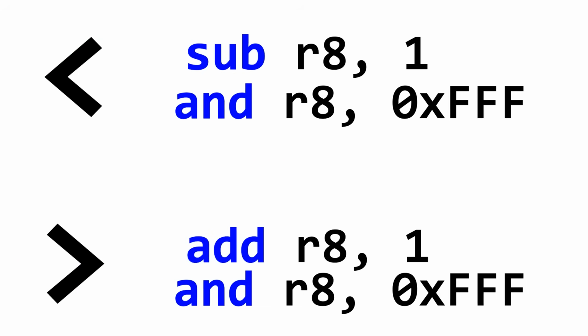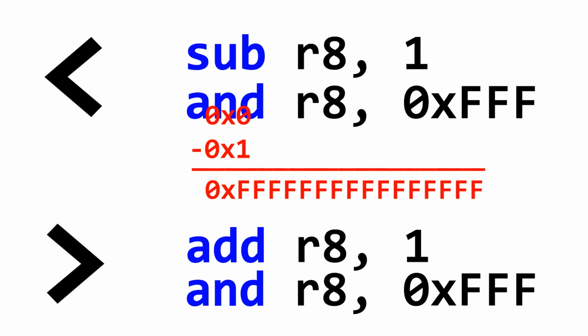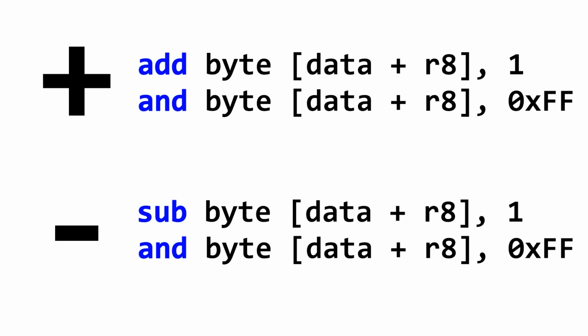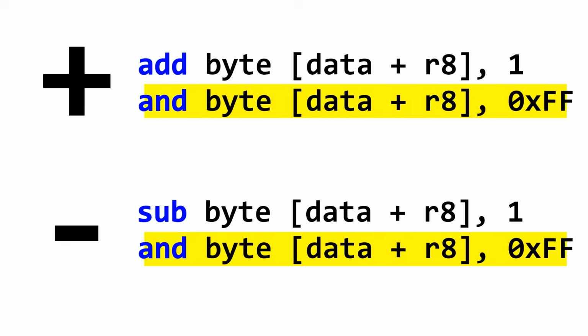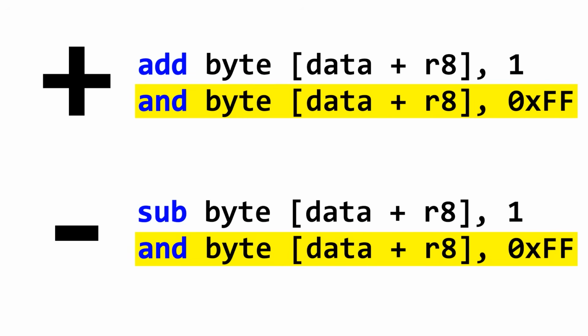So we AND R8 with 4095 in hexadecimal to keep it in bounds. Now if you go left, instead of pointing to invalid memory, it points to 4095, a valid cell. And adding 1 to 4095 now brings you back to 0. Plus and minus are similar, but it adds and subtracts 1 from the cell pointed to by R8. These must be kept between 0 and 255 because brainfuck limits each cell to 1 byte. So, a similar AND is performed on those with 255 in hexadecimal.